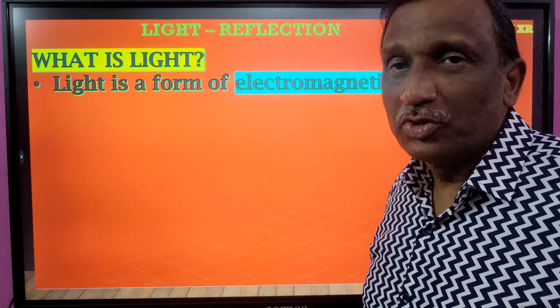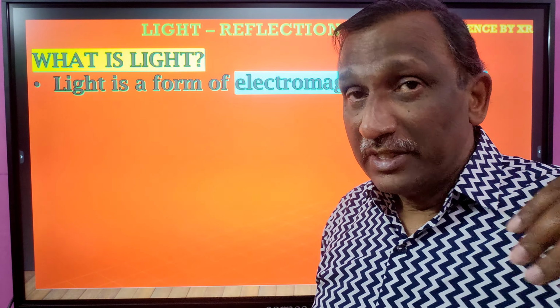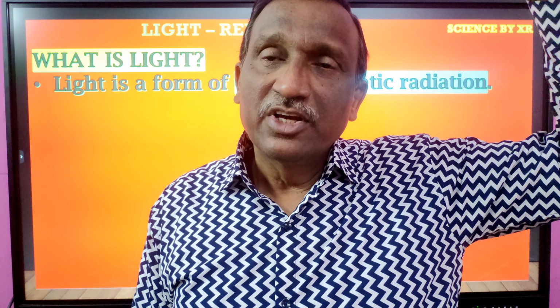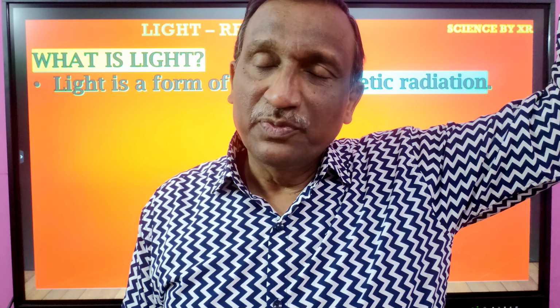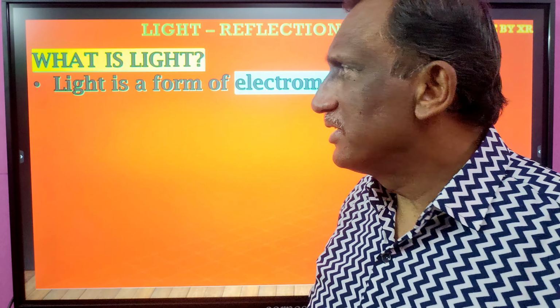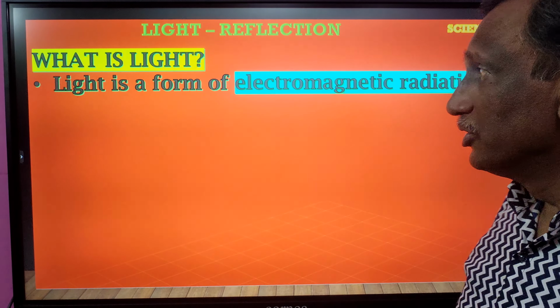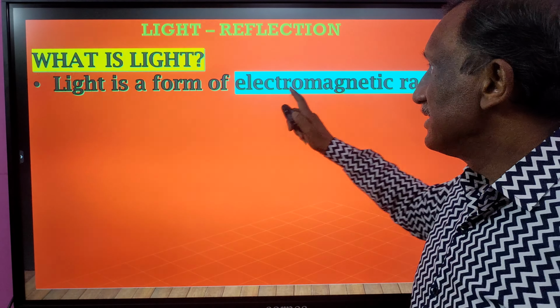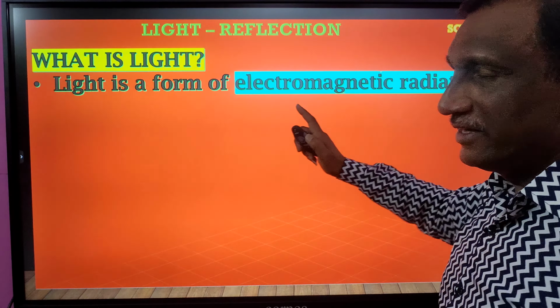So light is electromagnetic, and that is why you'll see that light can easily come from space, from several kilometers distance, and then it enters into our atmosphere. So it does not require any medium. So the very first thing you must know is that light is a radiation. It is very clear. Light is a radiation. But then what type of radiation?